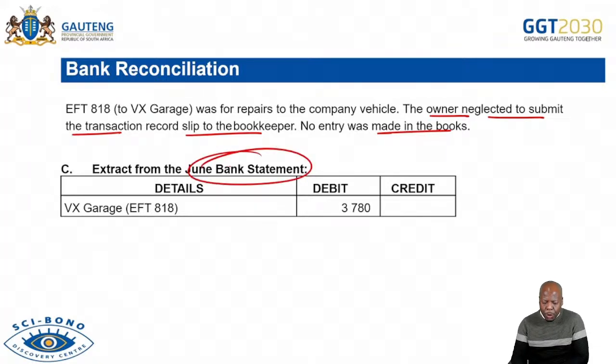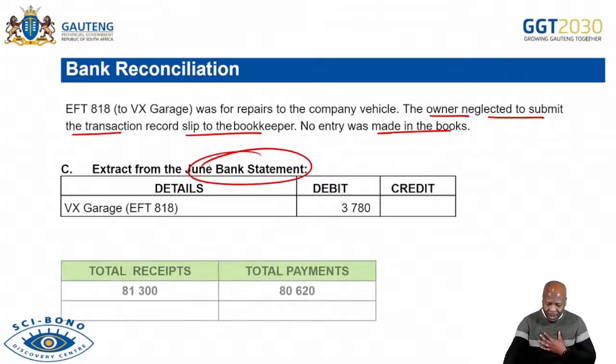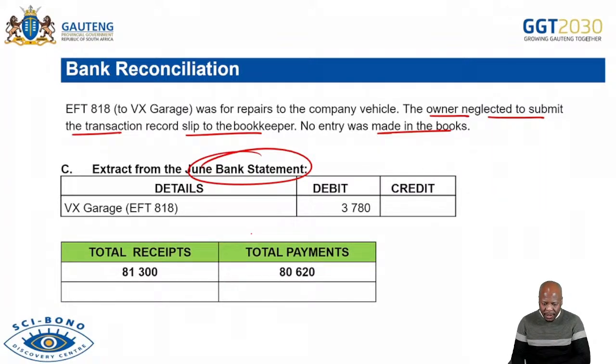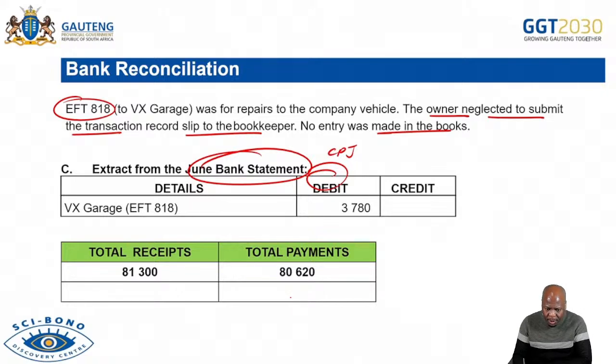It's on the June bank statement. That means the bank has a record of this. Who does not have a record of this? Us. So now we come. Where do we record this? It is an EFT. It is a payment. It's on the debit side of the bank statement. That means we're talking CPJ. So I'm going to come here and say, how much is that going to be? That's going to be 3,780. Can I move on? Okay, let's go on.